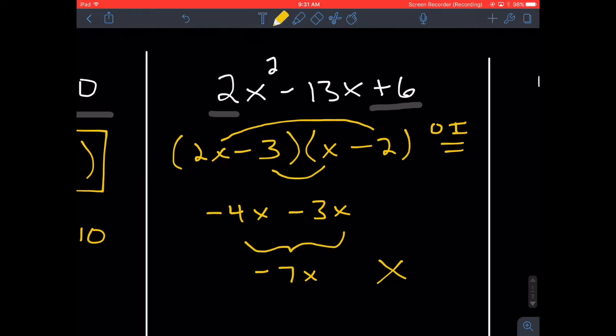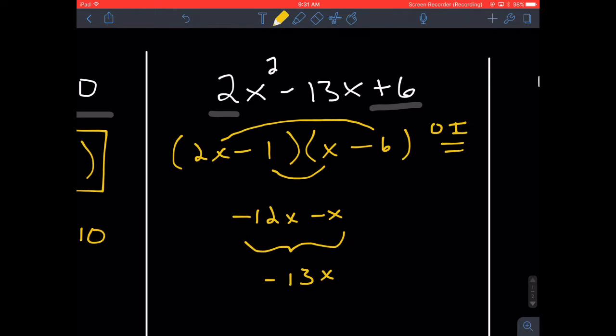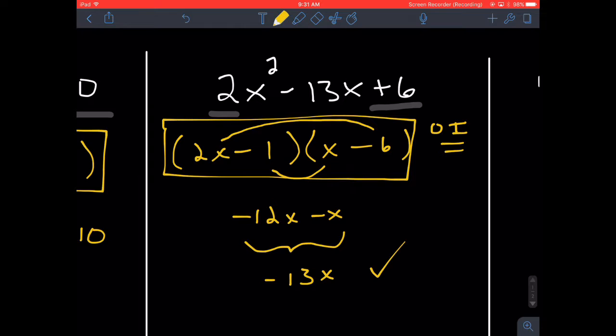Now, we could switch these two numbers, but we really don't want to have 2x and 2, so let's try a different factor pair in 1 and 6. So 2x times negative 6 is negative 12x, negative 1 times x is negative x. Together, that gives me negative 13x, which means that 2x minus 1, x minus 6 is my answer.